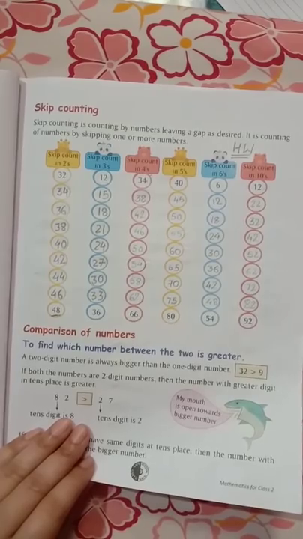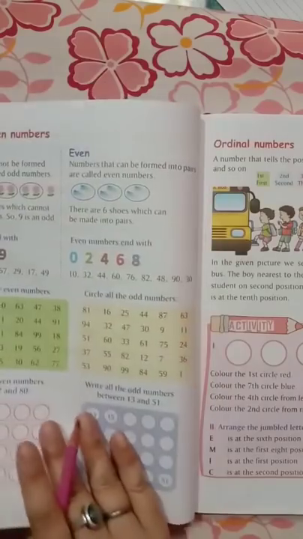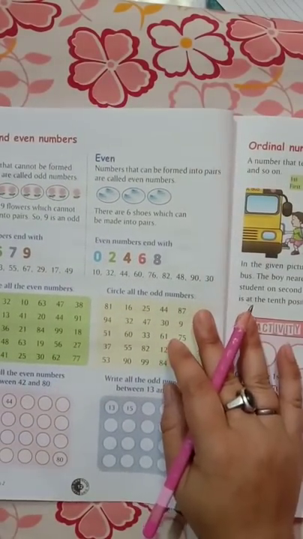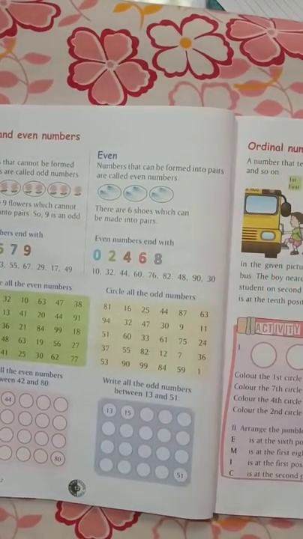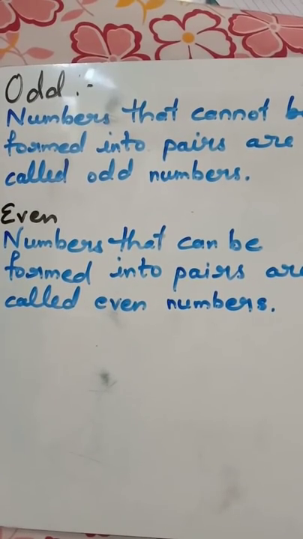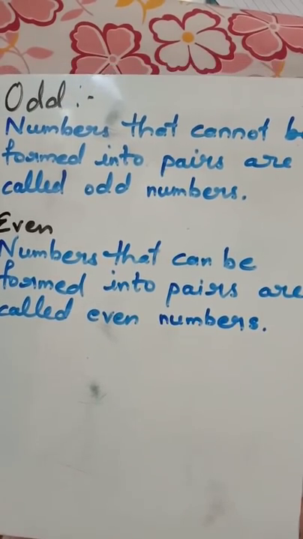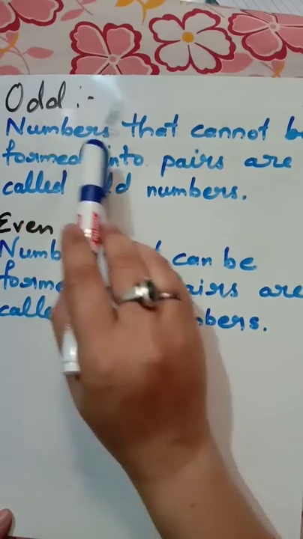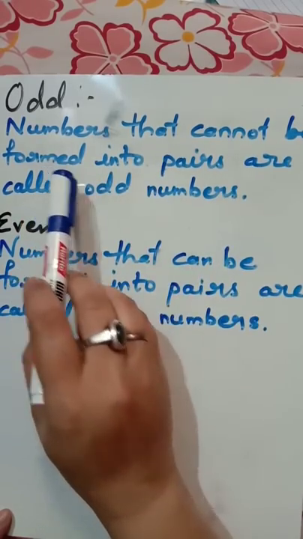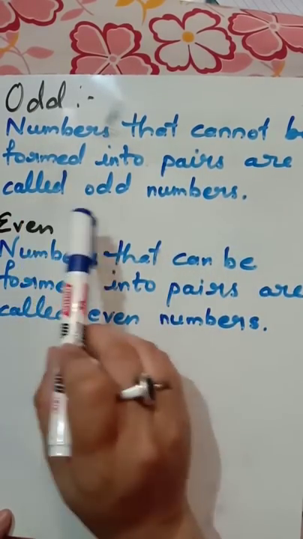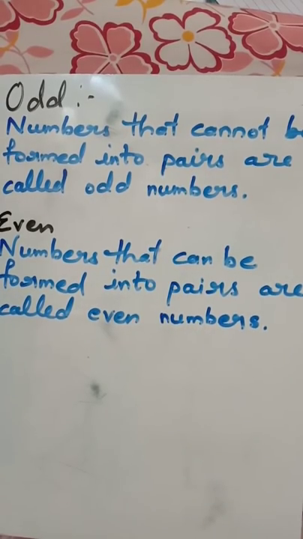Now we'll move further with our new topic, even and odd numbers. So what are odd and even numbers? As I have written here, numbers that cannot be formed into pairs are called odd numbers.